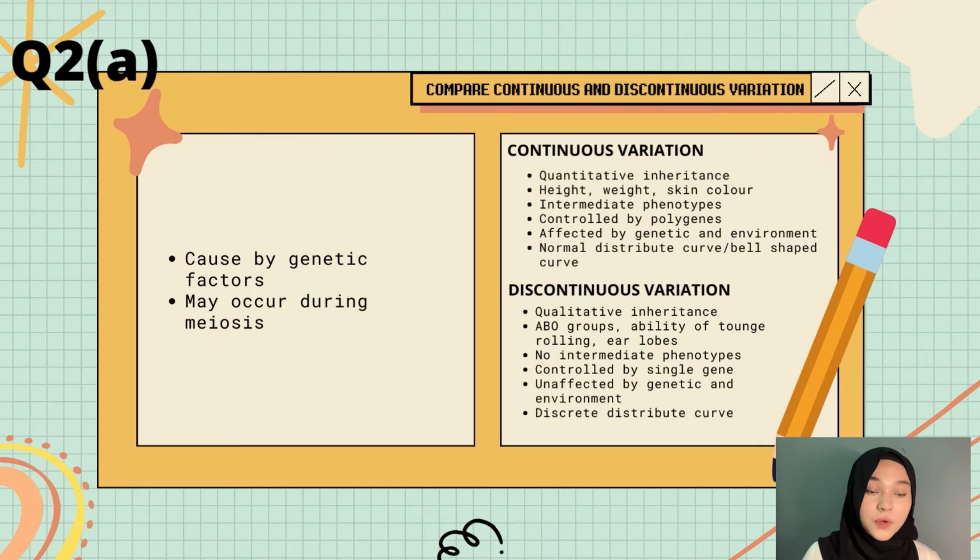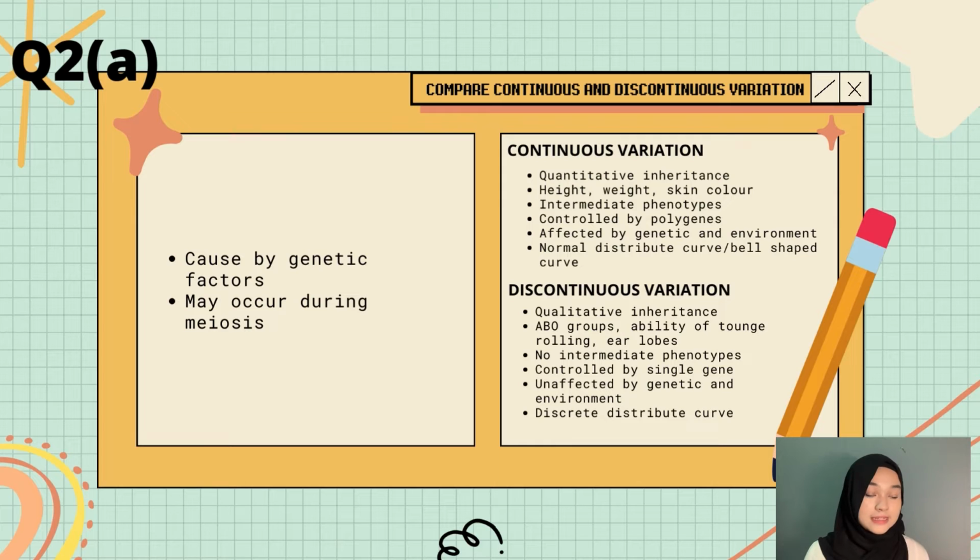It wants you to compare continuous and discontinuous variation. For this slide, I have separated it. The left side is the similarities, the right side is the differences. As for similarities, both are caused by genetic factors and may occur during meiosis.